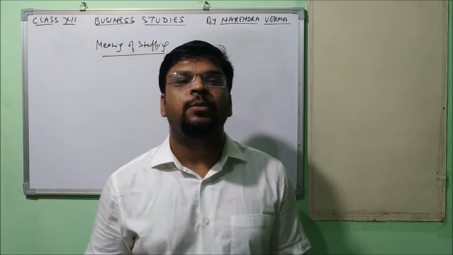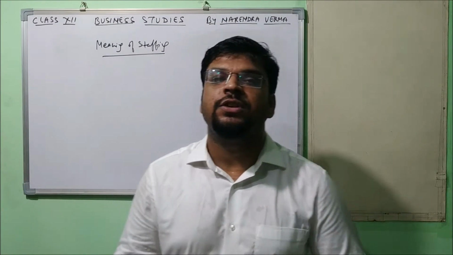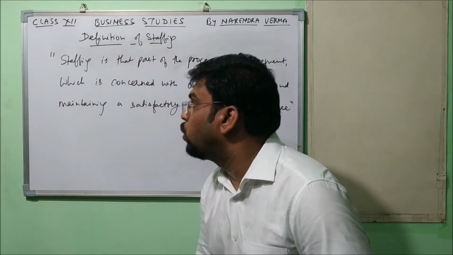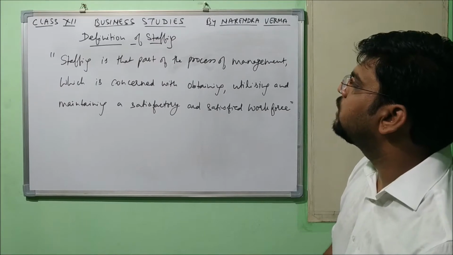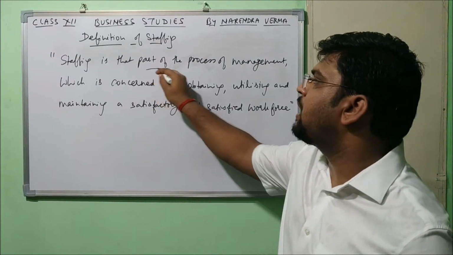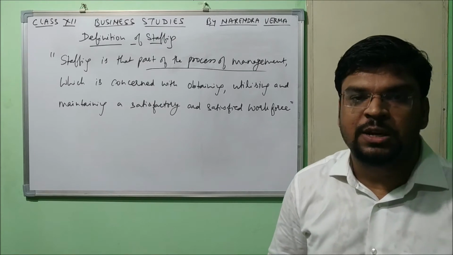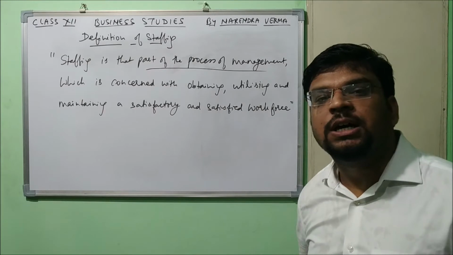With the help of the information I have just shared with you, we can frame one definition of staffing. I'm going to write it down here, then we'll have a discussion about it. This is what the definition is: staffing is that part of the process of management. Already we know that staffing is a part of the process of management. The 5 functions of management are planning, organizing, staffing, directing, and controlling. So this is the third function.